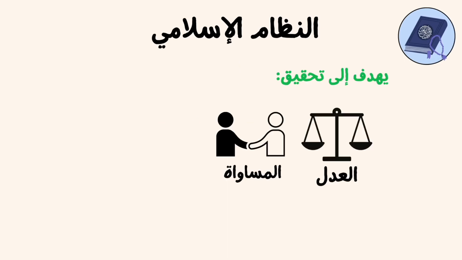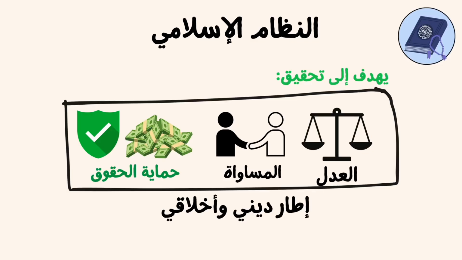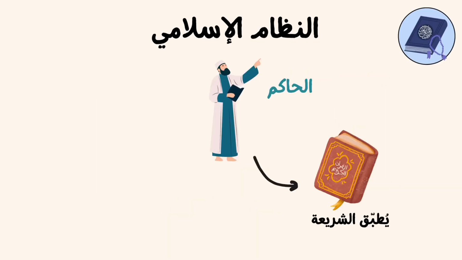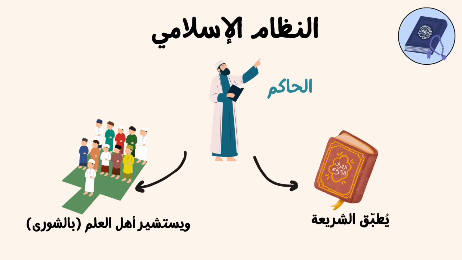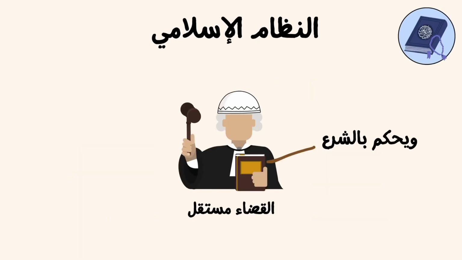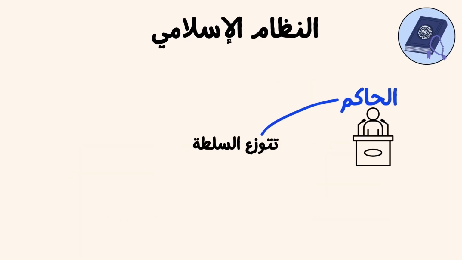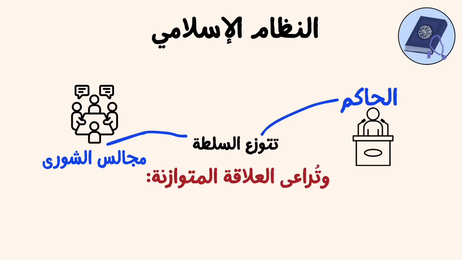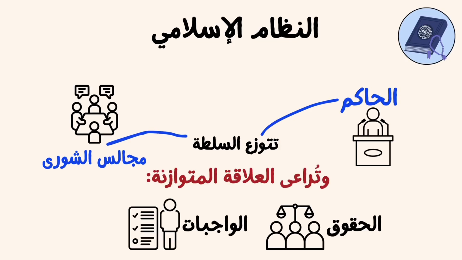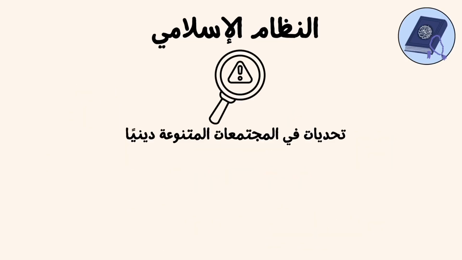It aims to achieve justice, equality, and protect rights within a religious and moral framework. The ruler enforces Sharia law and consults scholars through shura, consultation. The judiciary is independent and rules by Islamic law. Power is distributed between the ruler and shura councils and balances rights and duties.